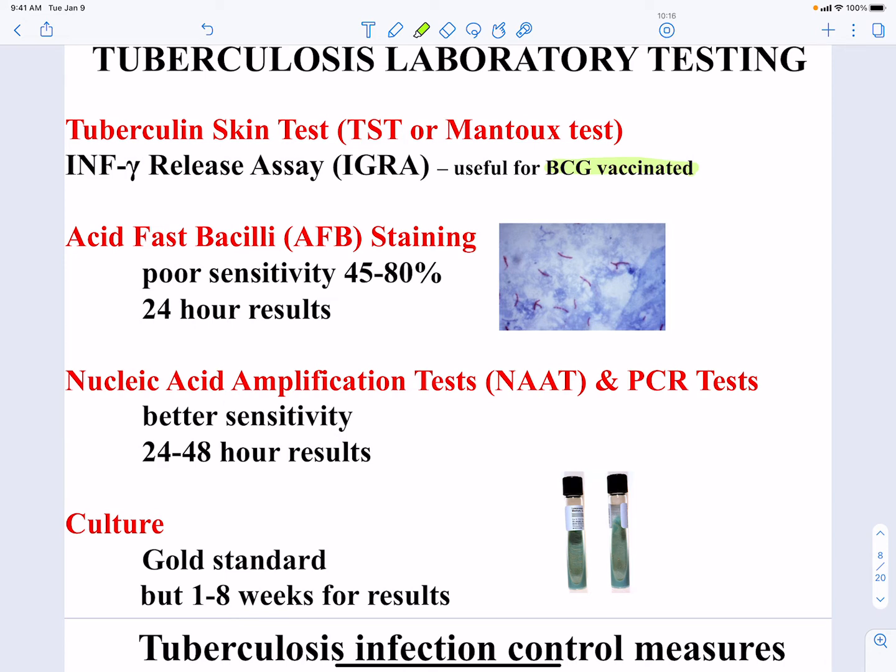activated T cells. Now, tuberculosis can also be stained. You can do a stain called an acid-fast bacilli stain. However, it does have poor sensitivity. It takes 24 hours, so it's relatively fast. Nucleic acid amplification tests and PCR are going to have better sensitivity, and again, the results can be done in a few days. Culture is the gold standard, but it takes many weeks to culture this bacterium because of its slow growth.